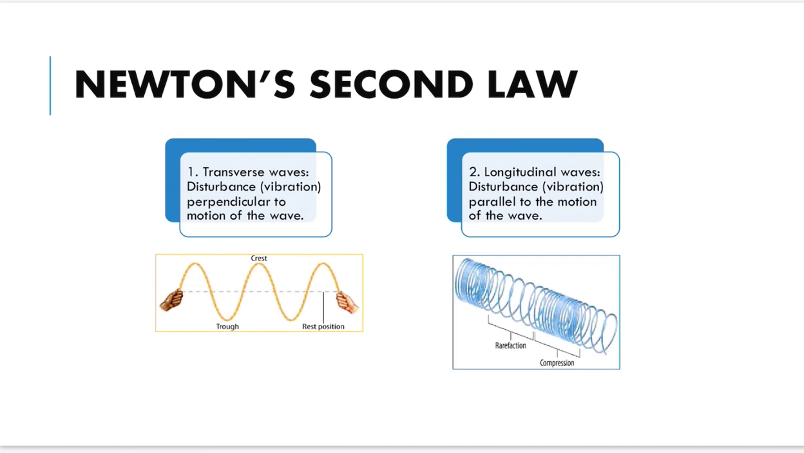Okay, so if we remind ourselves of Newton's second law, for every action there is an opposite yet equal reaction. That can allow us to understand the two kinds of waves that we're going to discuss here. Transverse waves, which is a disturbance perpendicular to the motion of the wave, and longitudinal waves, which is a disturbance or a vibration parallel to the motion of the wave, and we're going to discuss this a bit further as we go through.